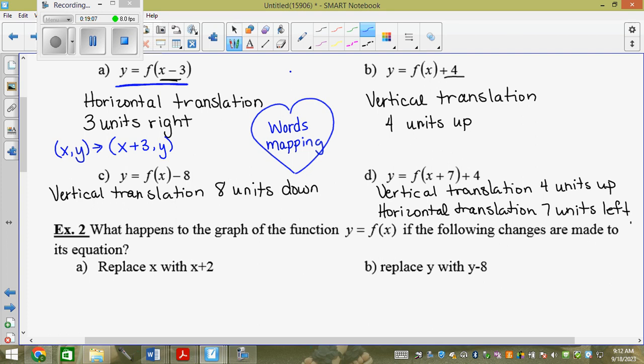Words and mapping are the same in the fact that if you're moving 3 right, you're adding 3. If you're moving 7 up, you're adding 7. So like here, it's a transformation. If you look here, it's x minus 3, but we're adding 3 and moving 3 right. So the transformation equation is actually opposite.